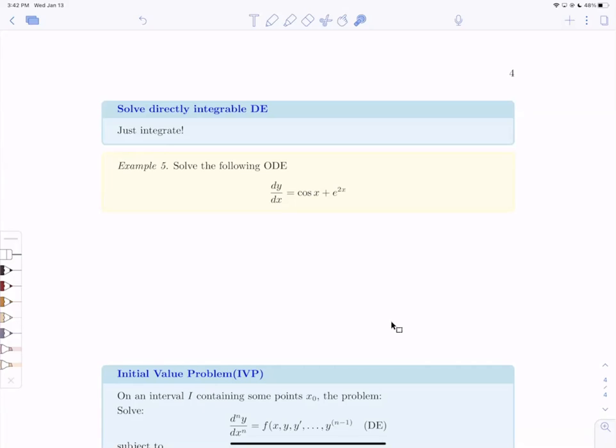Here is an example. Solve the following ODE. Again, I'll give you a little bit of time to work on this, and then we'll take it up. So now it's 1:36 time. Once you're done, show me something you like in the chat, and then we'll take it up.